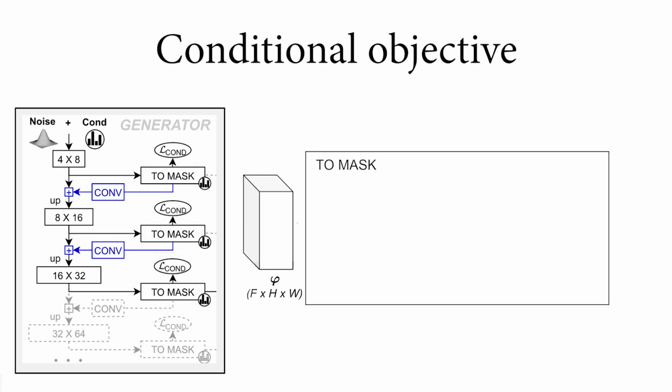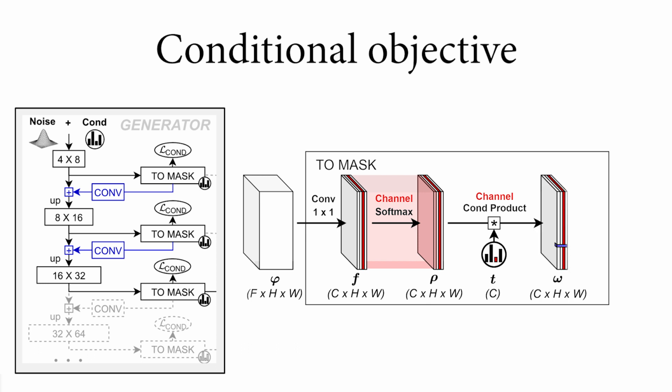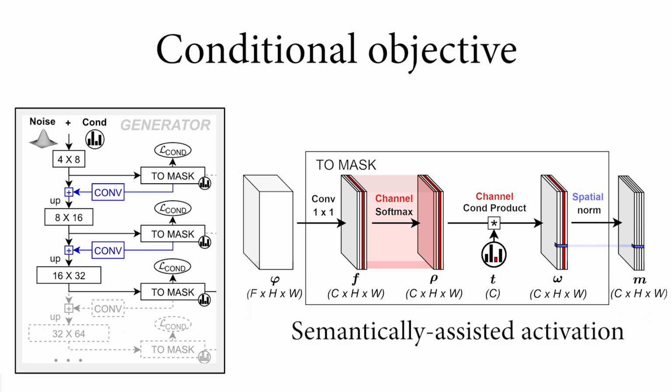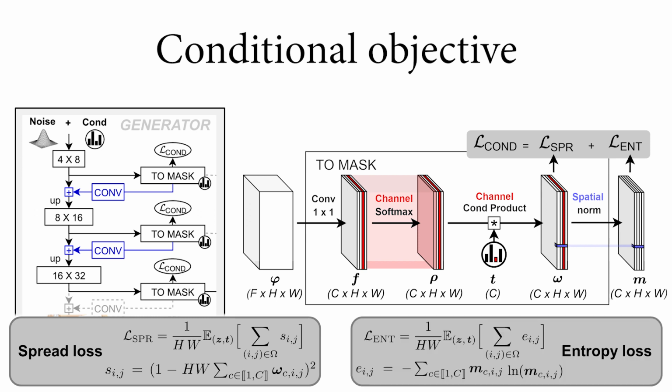To obtain soft layout masks, intermediate features are first projected so that the number of channels corresponds to the number of semantic classes. Then, we normalize each semantic activation mask by applying a channel softmax. After that, each semantic mask is weighted by its corresponding target proportion. We finally apply spatial normalization to obtain the soft layout masks. We refer to this combination of operations as the semantically assisted activation. The conditional training objective has 2 parts: the spread loss to favor an even spatial coverage, and the entropy loss to favor a peaky class distribution at each pixel location.